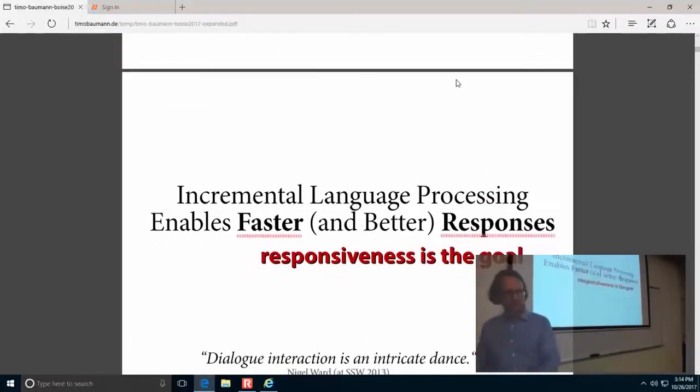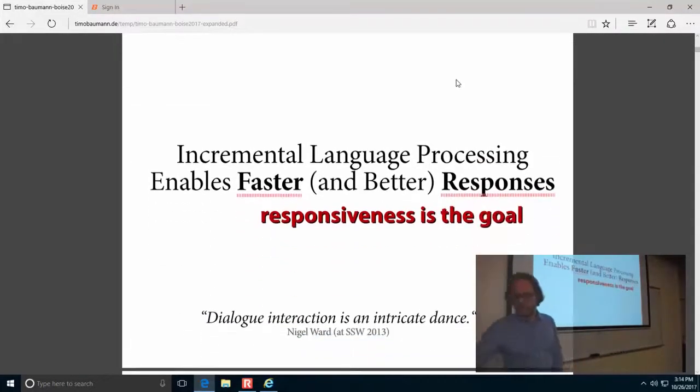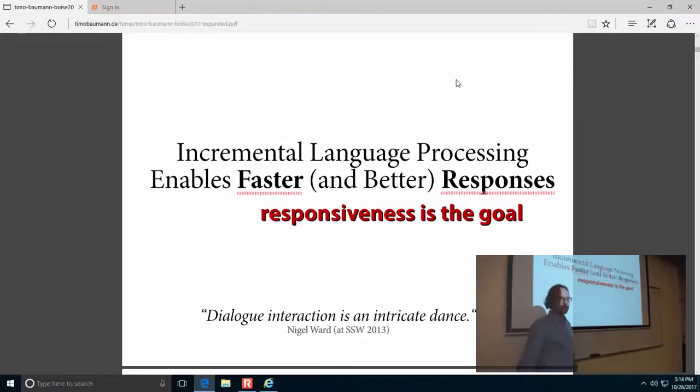The second aspect is that I'm working on faster responses. I put it here because that's part of the punchline. But actually what I'm working on is responsiveness. So that means responding quickly to the user, and that is my goal.